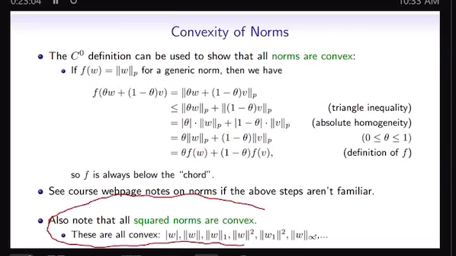Also note, all squared norms are convex. All of these are convex. You can investigate them. They are convex because they will satisfy that law of convexity. Does that make sense? Now, I want to move on.